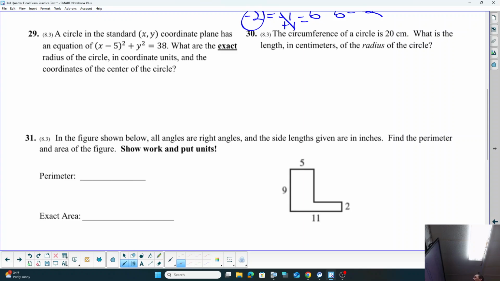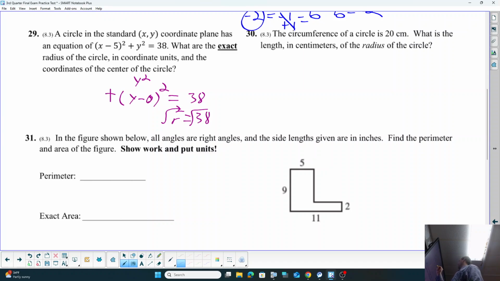The circle has a coordinate plane and equation. What are the exact radius of the circle? Well, this is technically y minus 0, all squared. The 38 is to get the radius; you do have to square root it, because r squared is equal to 38, and you do have to square root it.